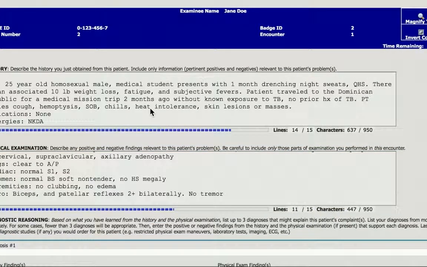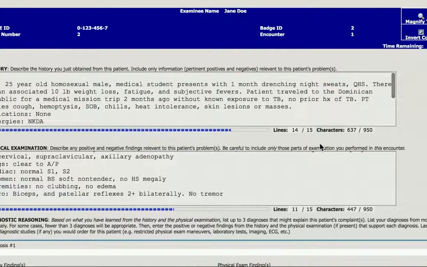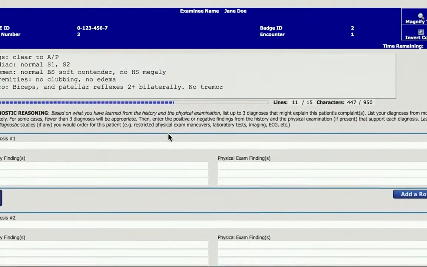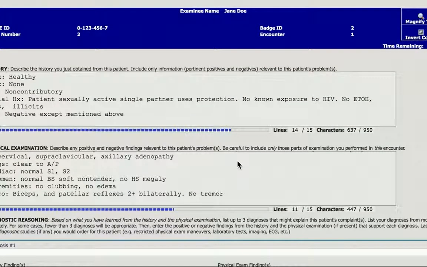Finished entering the history and physical exam. As you can see, I've got it entered in here. I've used 14 of the 15 lines and about 600 characters, and this is being very brief. So at this point, you would want to start copying and pasting in the supporting historical and physical exam findings.